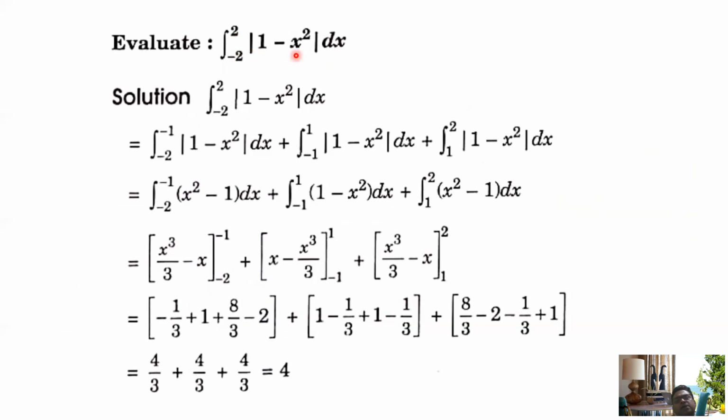Minus 2 to 2, mod of 1 minus x square dx. So minus 2 to 1, 1 minus x square dx, plus minus 1 to 1, 1 minus mod of 1 minus x square dx, 1 to 2 mod of 1 minus x square dx. So minus 1 to 2, this should be a negative. So that's why you have x square minus 1 dx, minus 1 to 1, 1 minus x square positive. So that's why you have this, and 1 to 2 as it is positive value.